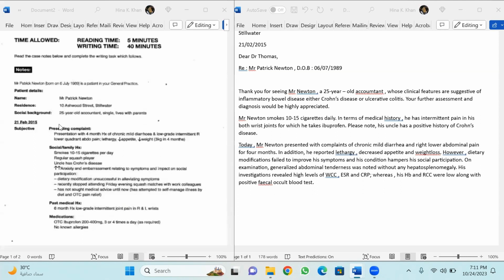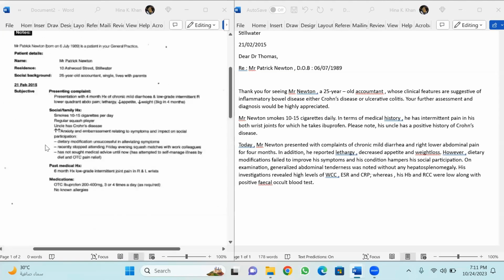For example, if this patient came on 21st February 2015, and next he came on 25th Feb 2015, then he came on 26th March 2015, then that will be his last visit, and you will write that as today's date. You will just mention here 26th March 2015. Then you will write, initially on 21st Feb 2015, he presented with complaints of this.